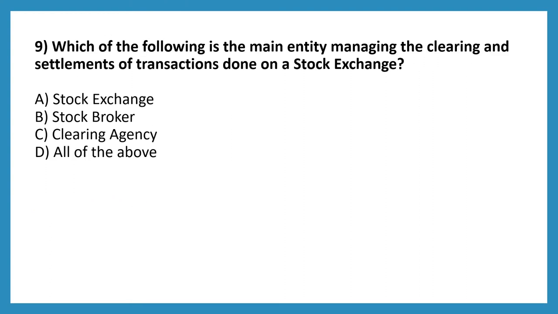Which of the following is the main entity managing the clearing and settlement of transactions done on a stock exchange? Your options are stock exchange, or stock broker, or clearing agency, or all of the above. The correct answer is option C, clearing agency.